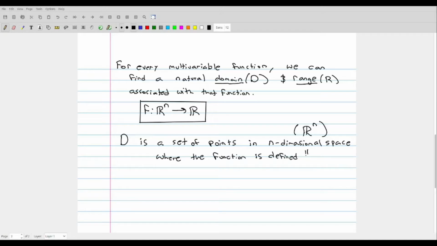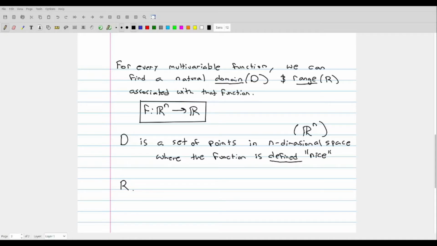And I'm going to put this in quotes. What I mean by defined is it's nice. You don't get anything bad, like the square root of a negative number, or the natural log of a negative number, or the natural log of 0, or divide by 0. All of those things are bad. When we're trying to find the domain of a function, we have to avoid anywhere where that happens. So we'll see how to do this very clearly in a few examples as we continue on, but let me also define the range.